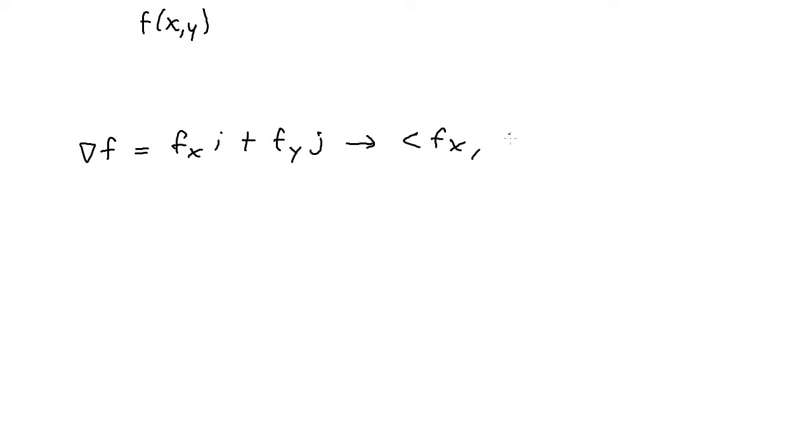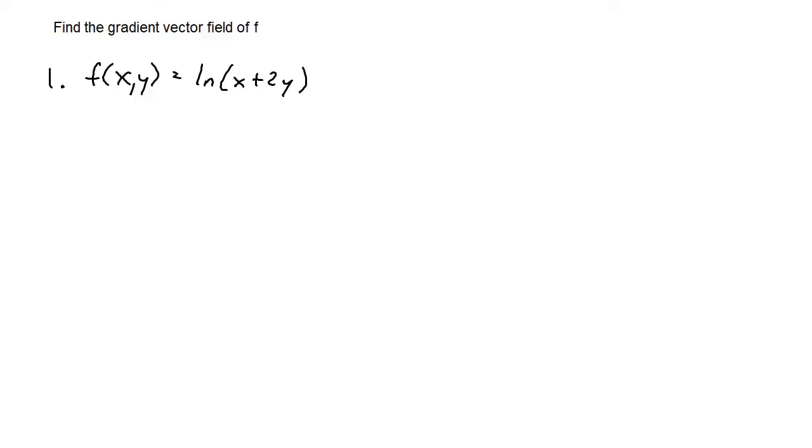Now the next set of questions are going to be about finding the gradient vector field. So remember the formula for the gradient vector given a multivariable function f of x, y. So the formula is going to be equal to the partial derivative of the function with respect to x times i plus the partial derivative of the function with respect to y times j. So in its component form, we can also write it as (f sub x, f sub y). So for number 1, let's go ahead and find the gradient vector field of f.